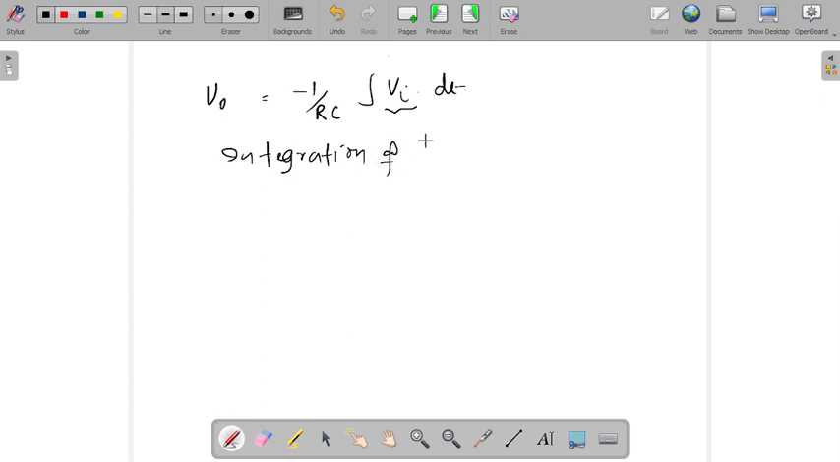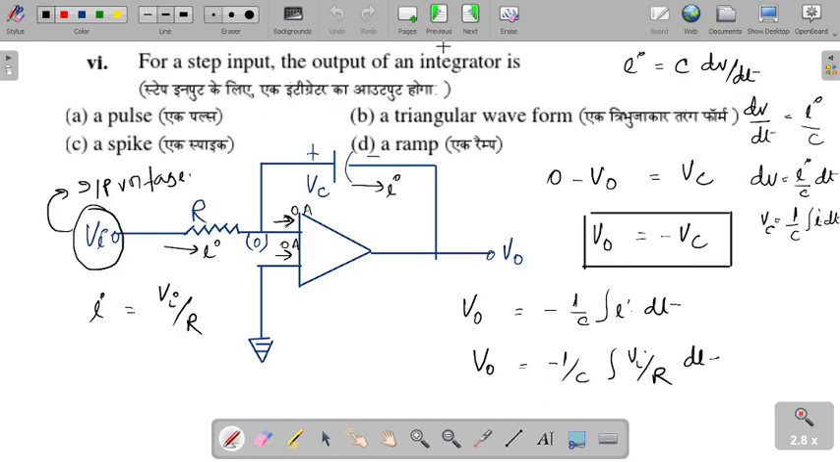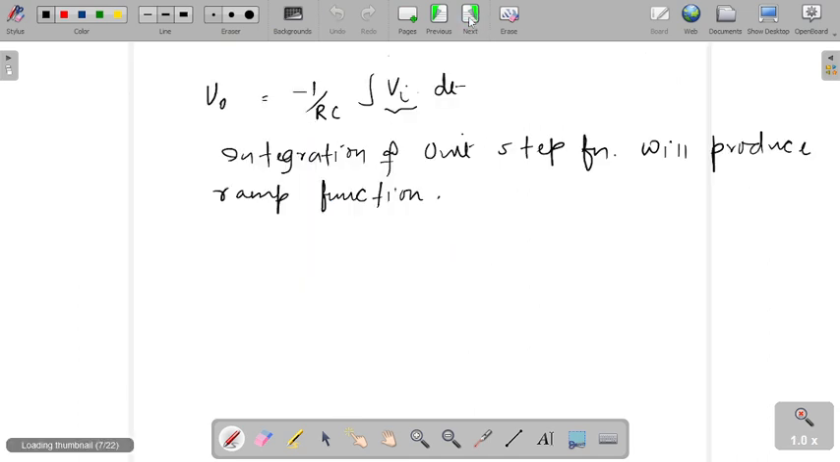Integration of unit step function will produce ramp function. So in this case, for a step input, the output of an integrator is a pulse, a triangular waveform, a spike, or a ramp. So the right answer for this question will be option D, that is ramp.